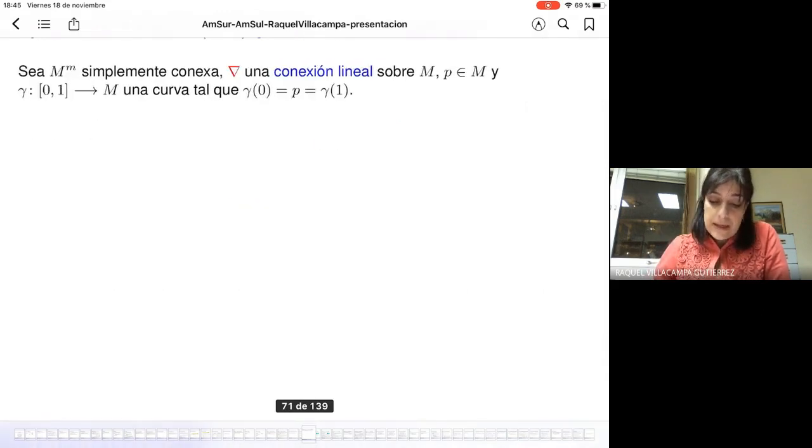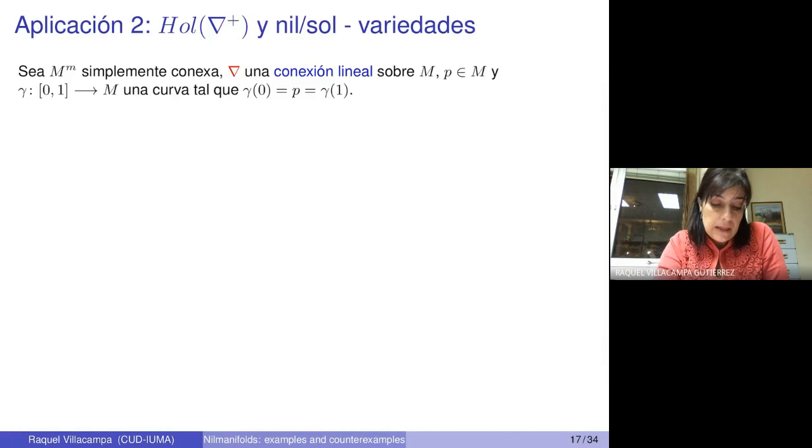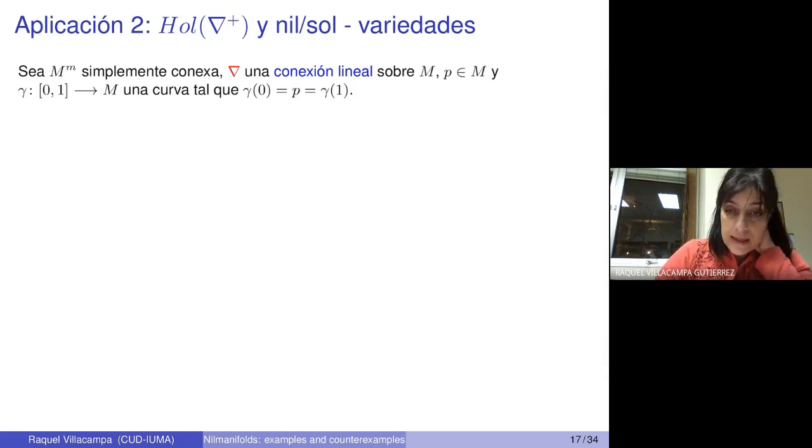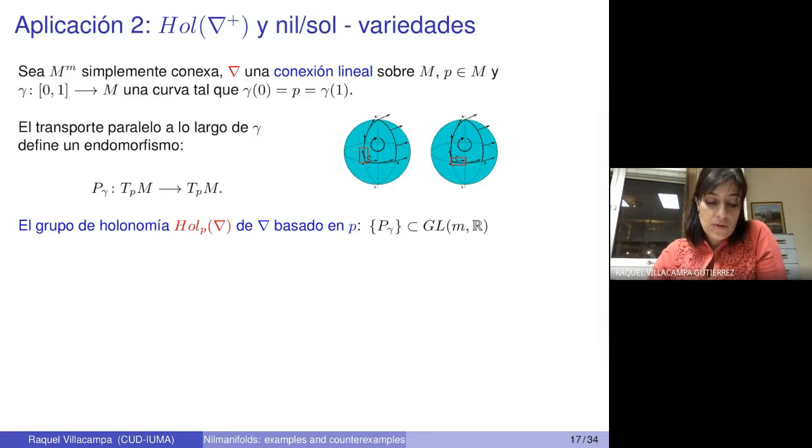Okay, a second application is related to the holonomy of a certain linear connection. So let us see quickly the definition of the holonomy group of a linear connection. Let us consider a simply connected manifold and a linear connection over the manifold. Let us fix a point P on the manifold, and let gamma be a closed path based at this point P. Then the parallel transport along gamma defines an endomorphism of the tangent space of the manifold at the point P. These endomorphisms can be composed, and with this composition they define a group. This group is called the holonomy group of the linear connection based at the point P.